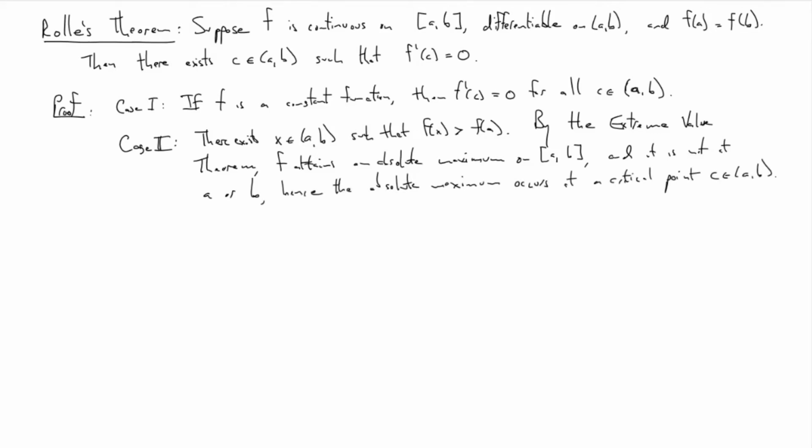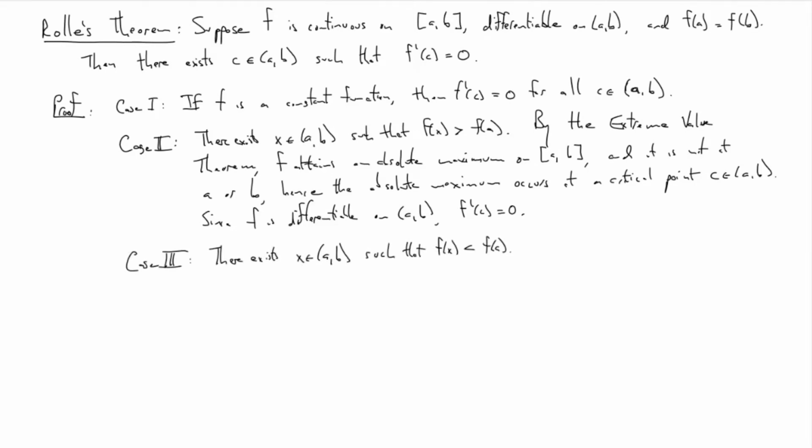And if the absolute maximum doesn't occur at one of the endpoints, then we know it has to occur at a critical point. Call that point c. And since c is a critical point, that means that either the function is not differentiable there, which is not the case because the function is differentiable on all of the interval from a to b, or the derivative at c is equal to 0, which is what we were looking to show.